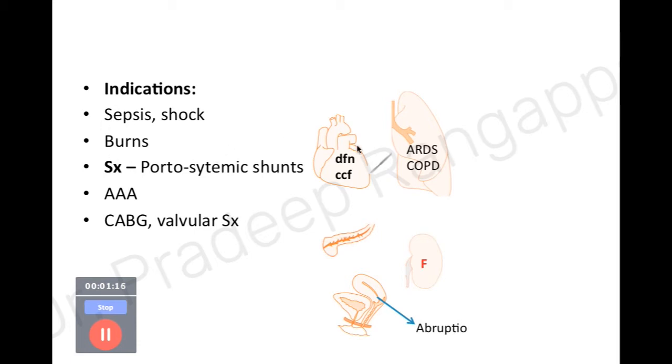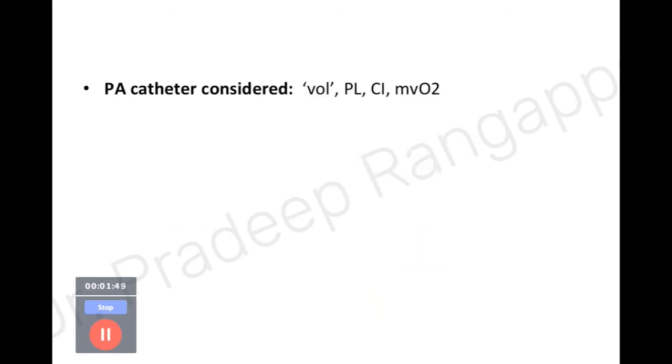And typically we were using it when there was a mixed shock where there was a septic shock along with a cardiac component, or in ARDS, COPD, or severe pancreatitis, or acute kidney injury, or obstetric emergencies like abruptio placenta, or complex cardiac surgery. So these were some of the key indications where PA catheter was considered as a standard of care. Even now, in many centers, I'm sure where cardiac surgeries are performed, PA catheters are being used to assess the hemodynamic function and hemodynamic status.